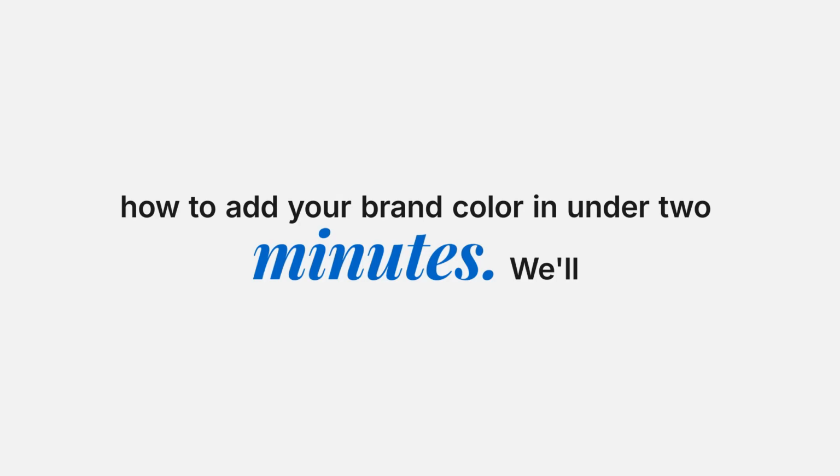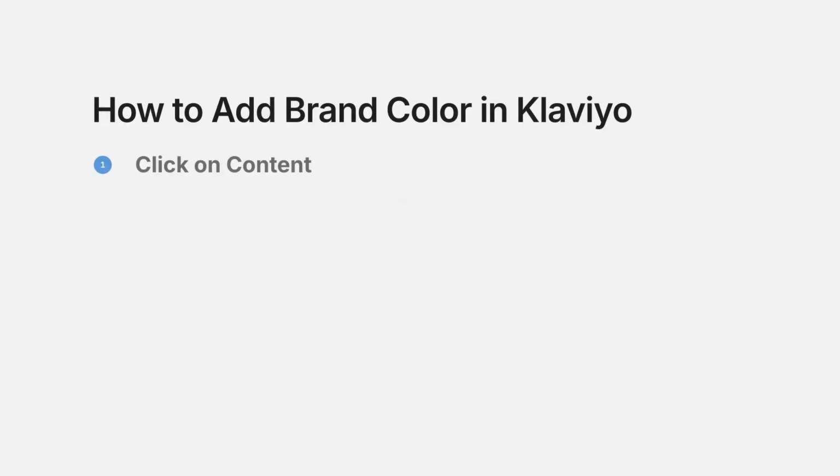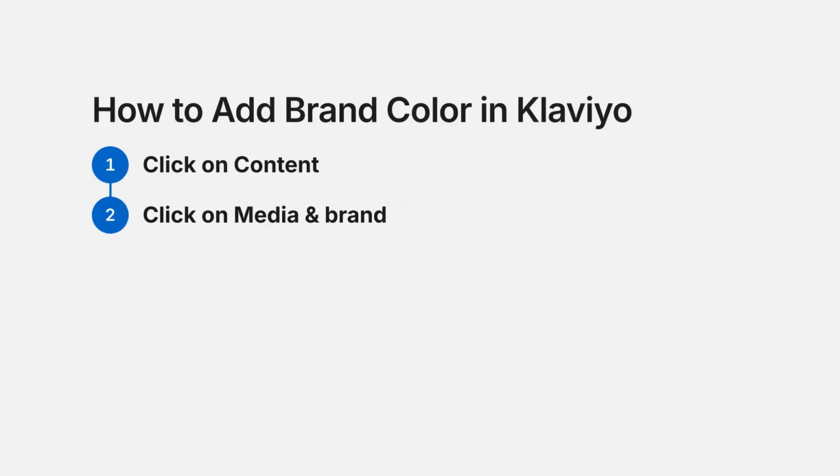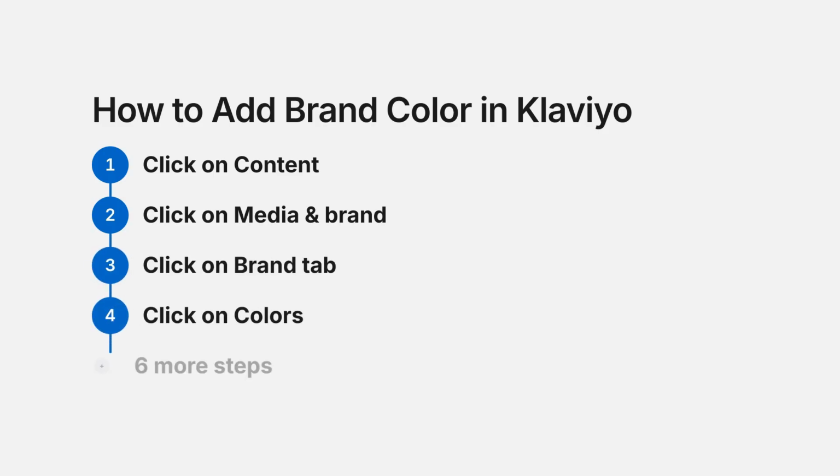Tired of your Klaviyo emails not matching your brand? Learn how to add your brand color in under 2 minutes. We'll click through Content, open Media and Brand, jump to the Brand tab, and save your custom color. Simple and fast.